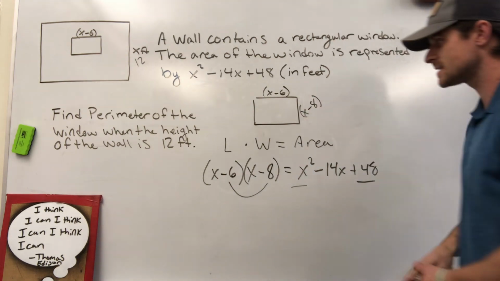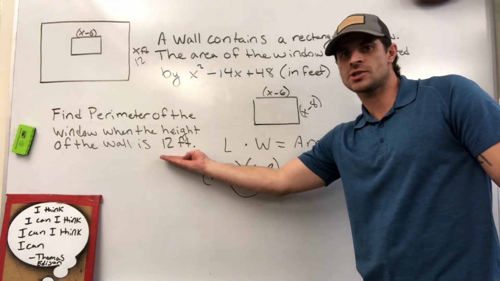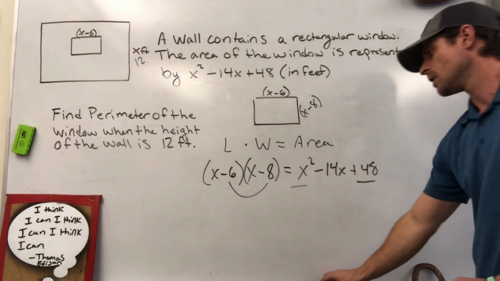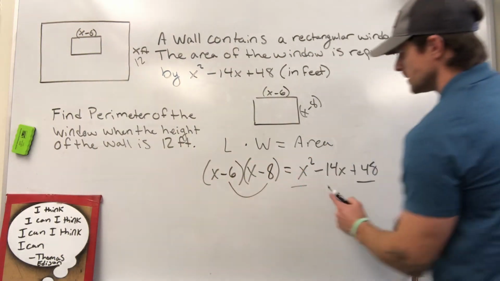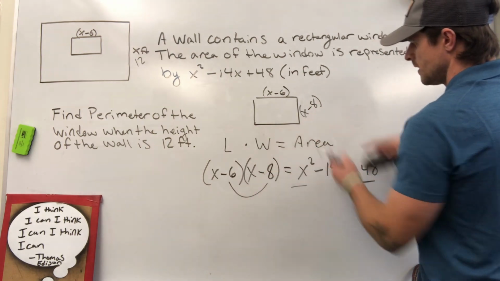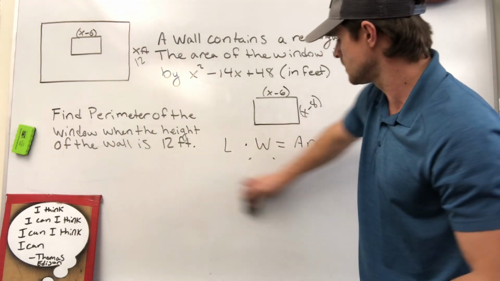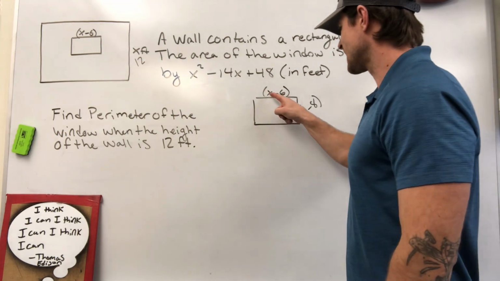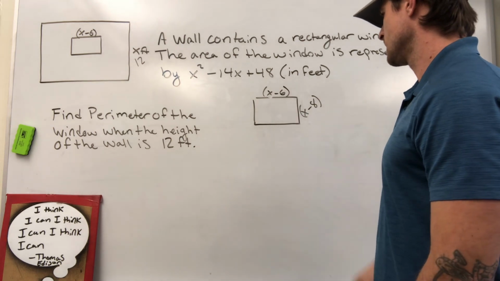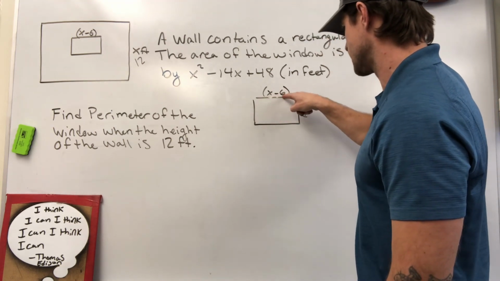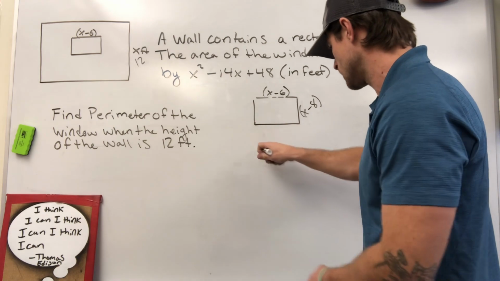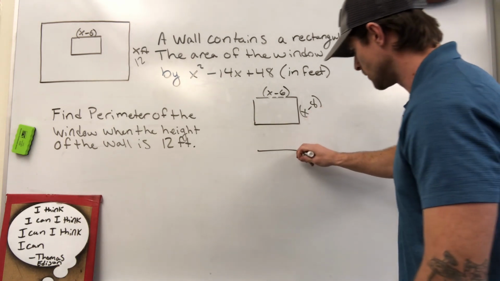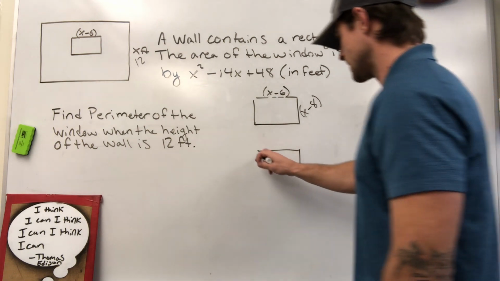Now that's great, but it doesn't answer the question. Students who got this far got a little bit of credit, but they've got more work to do. So I'm going to erase all this because I don't need it anymore. I took the information and put it right there. Now all I need is this picture, and I kind of need to know what x is. Because if I put a number in for x and subtract 6, I'll know exactly how long the rectangle is. And if I put that same number in for x minus 8, I'll know exactly how wide that rectangle is.